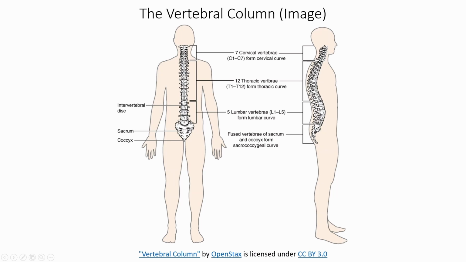And then, like I said, down at the bottom we have the sacrum and the coccyx. These are going to give the sacrococcygeal curve, so basically the back curve of your pelvis, and they're fused together. In between all these vertebrae too are also the intervertebral discs.